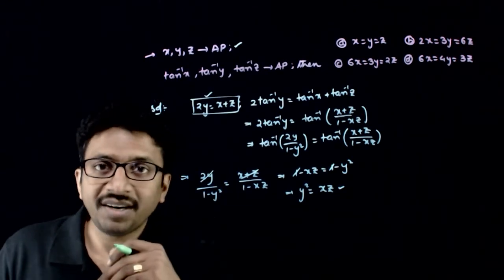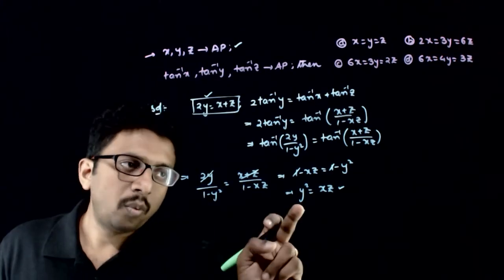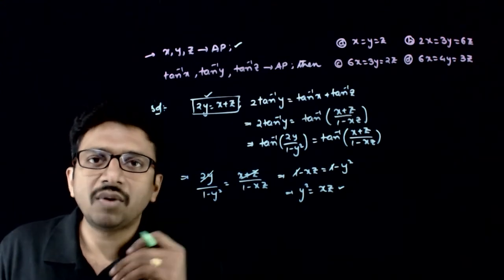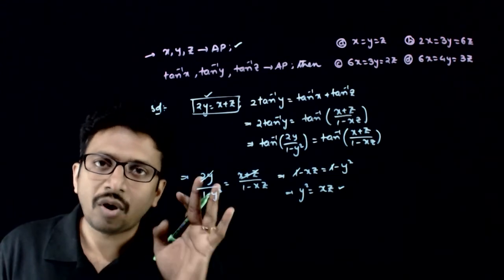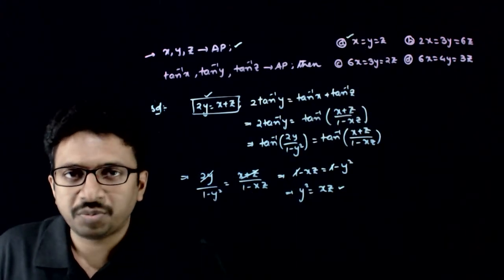Or if you think of it in a different way, y is the arithmetic mean of x and z, and y is also the geometric mean of x and z. Arithmetic mean is equal to geometric mean happens only if all the numbers are the same. So the answer A is the right option to this question.